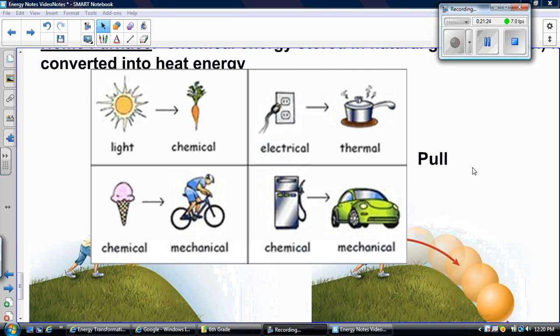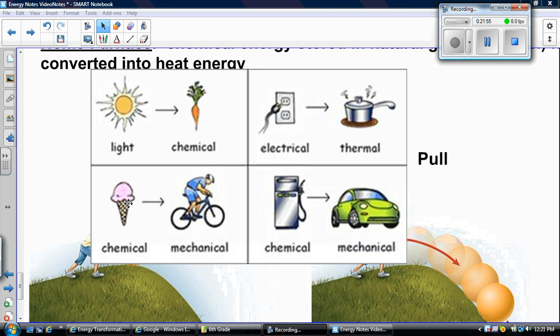So a couple more examples. In order to get food to grow, we take energy from the sun, which is light energy, which is kinetic. It gets converted into chemical energy. So you go kinetic back to potential. If you heat up a stove, electrical energy, which is kinetic, gets converted into thermal energy, which is also kinetic. When you eat food, maybe ice cream is not the healthiest choice, but maybe a fruit would have been better in this picture.